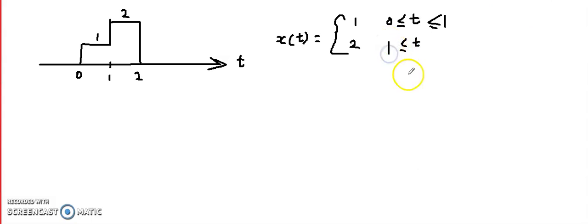1 and 2, and it is 0 otherwise. So we can define xt to be like this. Now let us think this xt needs to be drawn on SciLAB.